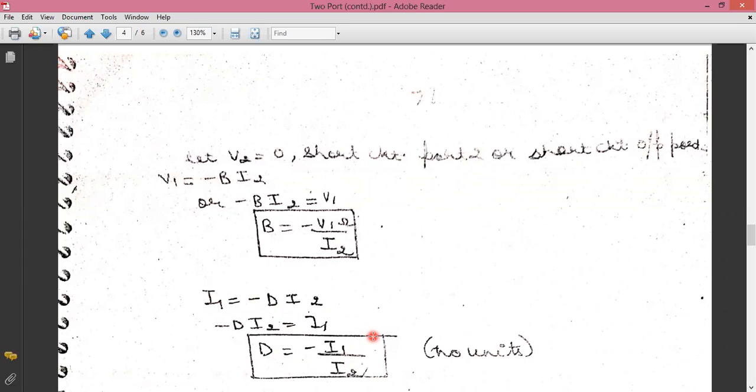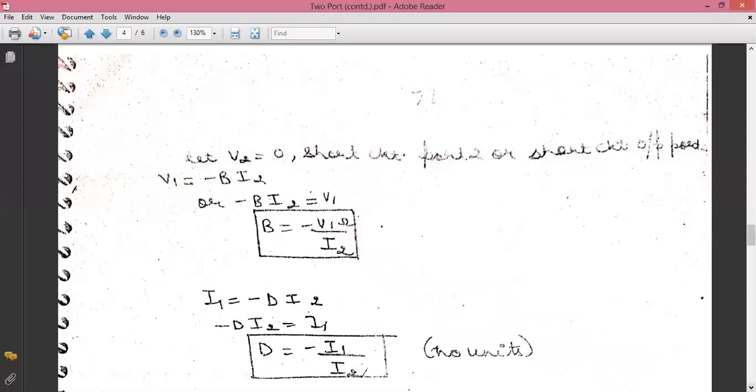That means again here in case of ABCD parameters, when you set one of the signals equal to 0, you are getting two parameters, like you see in Z parameter, in Y parameter, and similarly in ABCD parameter also. In case of ABCD parameter, when you substitute V2 is equal to 0, short circuit port 2, you are getting the B value as well as the D value. Clear?